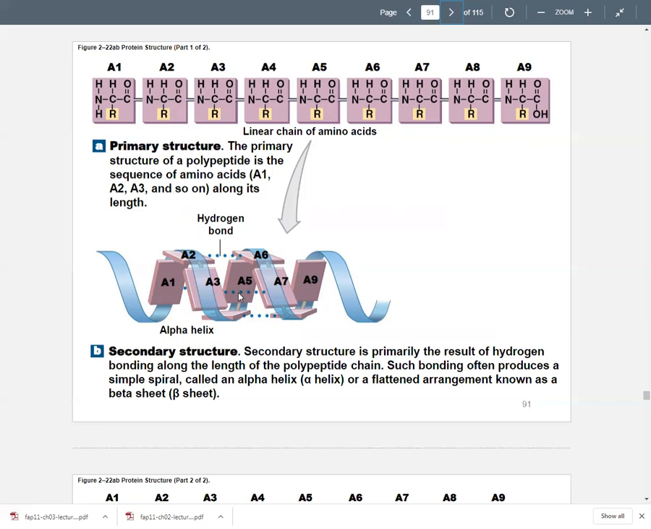You don't need to know that right now, okay? What you do need to know is secondary structure takes into account hydrogen bonding. And the two examples of secondary structures are alpha helices and beta pleated sheets, okay?